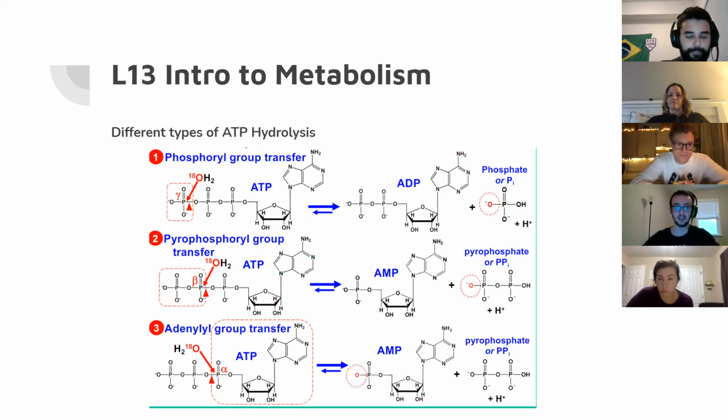I think it's more so, what's the best way to put it? The difference between 2 and 3 is where the oxygen from the water and the oxygen from the phosphates end up. It's the same product, but in 2 you can see the oxygen from water ends up on the pyrophosphate, whereas in 3 you can see the oxygen from the water ends up on the AMP.